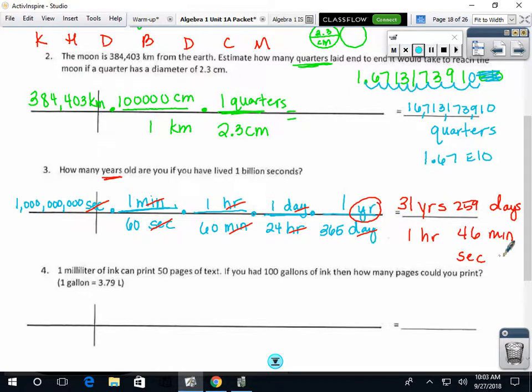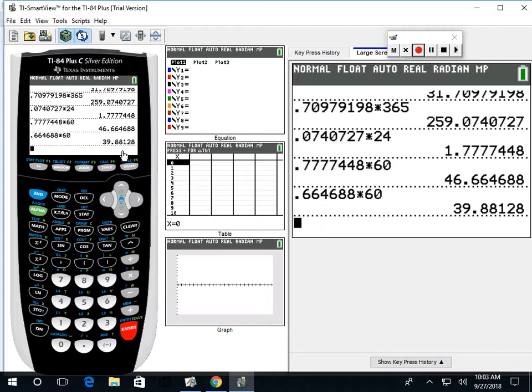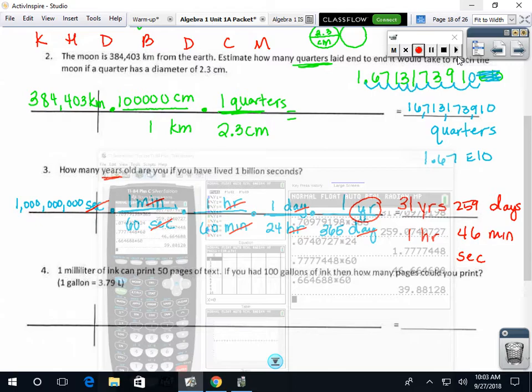And now we're going to convert what's left into seconds. So 0.664688 times what? Times 60, because there's 60 seconds in a minute. And so 39 seconds. And then obviously there's some leftover. It's almost 40 seconds. So we'll just go ahead and round it up to 40 seconds.